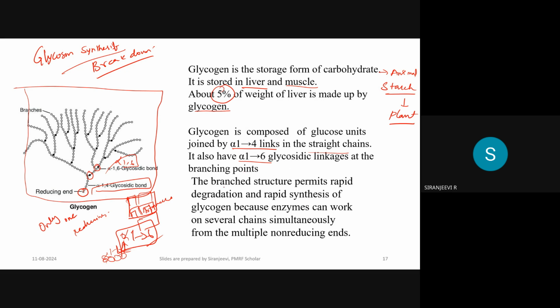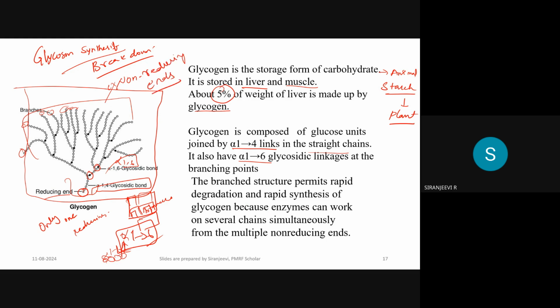Okay. The branched structure permits rapid degradation and rapid synthesis of glycogen, because enzymes can work on several chains simultaneously from the multiple non-reducing ends. So only one reducing end will be there here, and all the other ends, we call them the non-reducing ends.